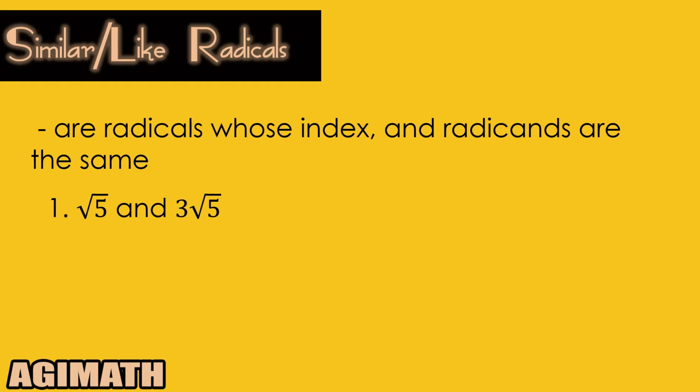They are similar because the index is 2, the index of the other radical expression is also 2, and the radicand is 5. On the other radical expression, it is also 5. So that's why they are similar. How about square root of 5 and the cube root of 5? It's very obvious. They are not similar.